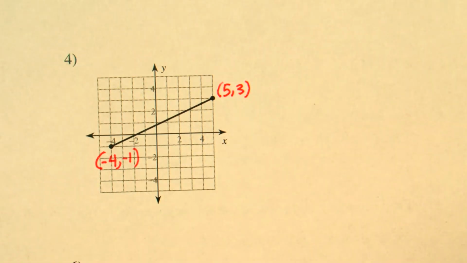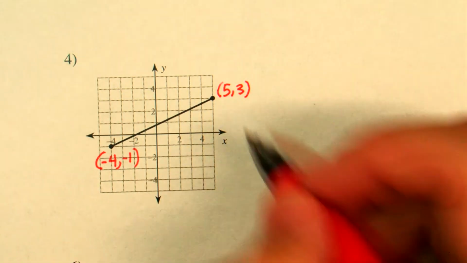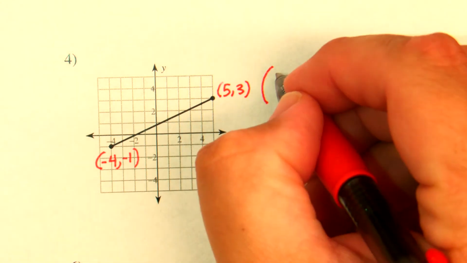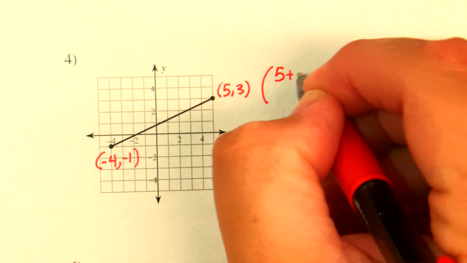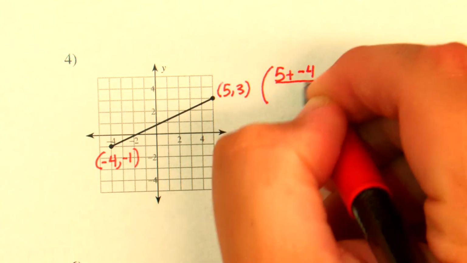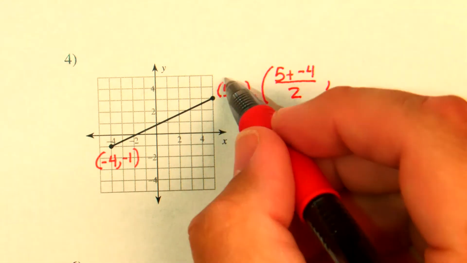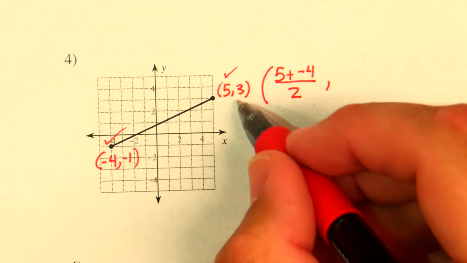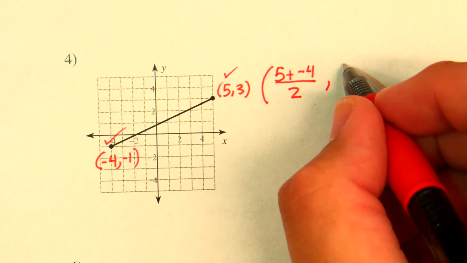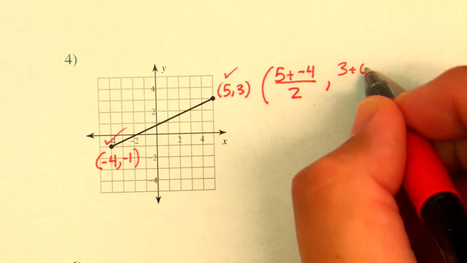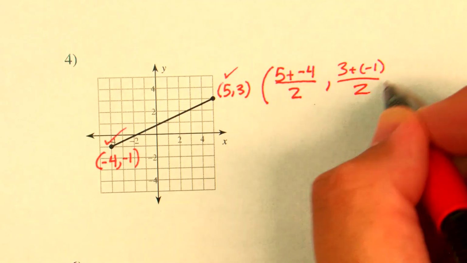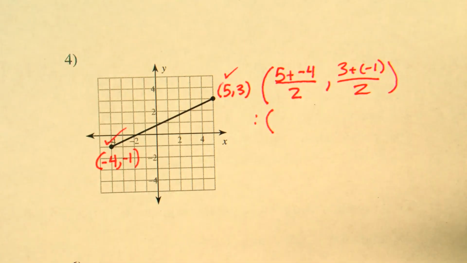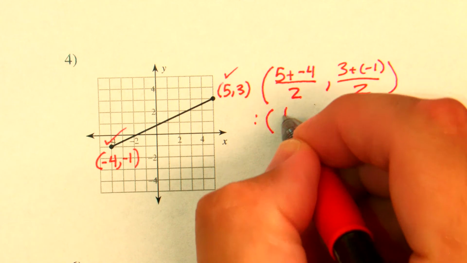So what do we do with our x's? Add them up. So 5 plus a -4. And then we divide it by 2. So I use the 5, I use the -4. Now I have 3 and a -1. 3 plus that -1 all over 2. So what's 5 minus 4? 1. So it's 1 over 2.